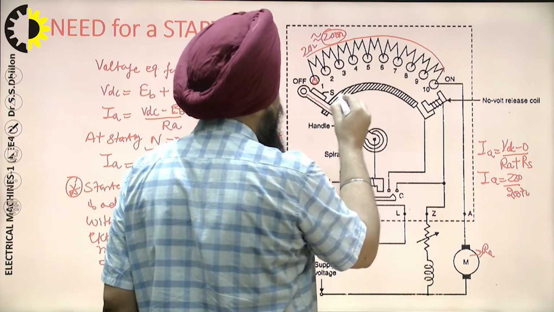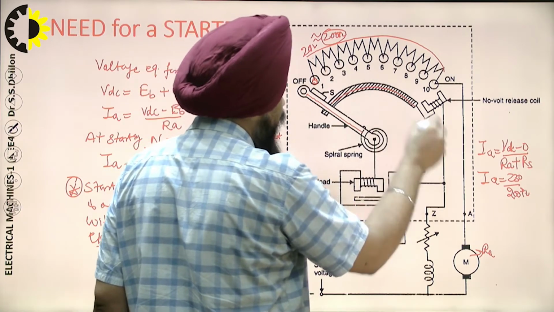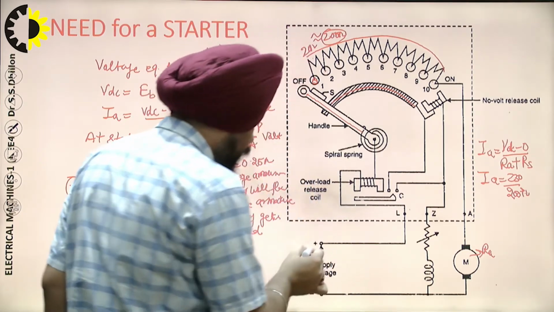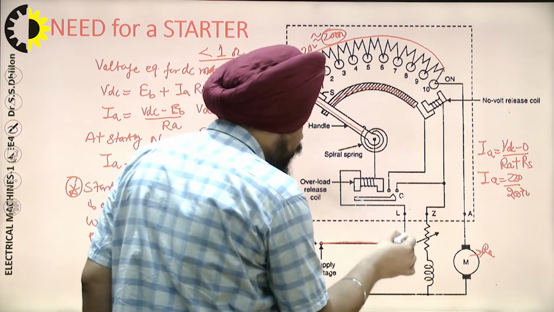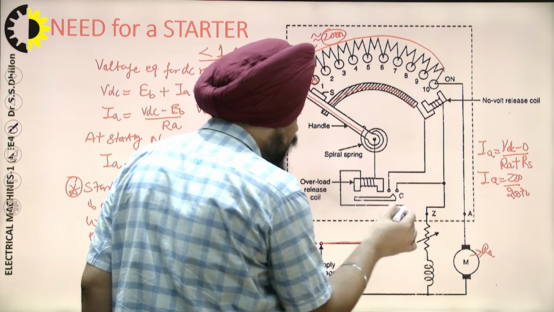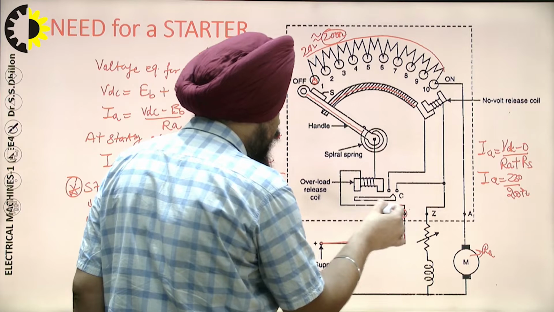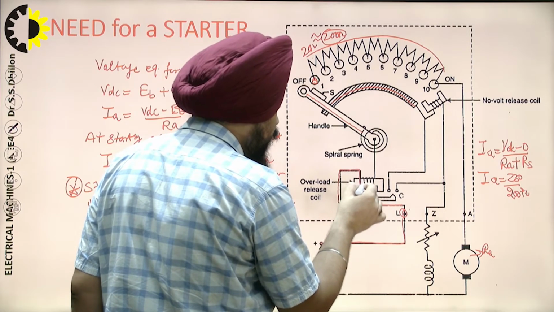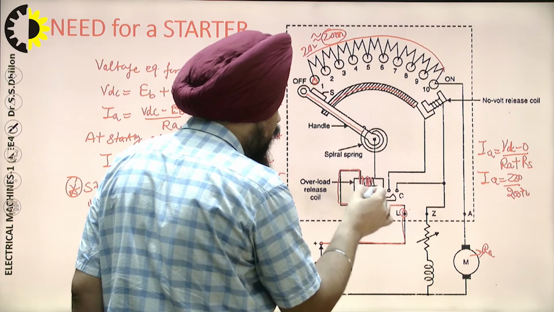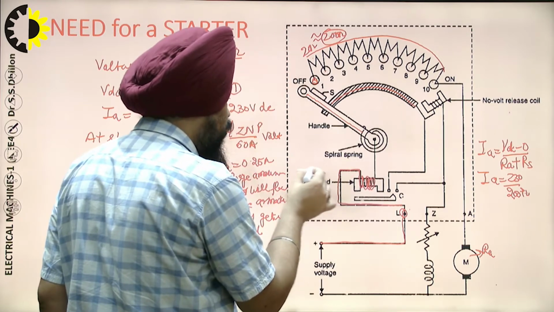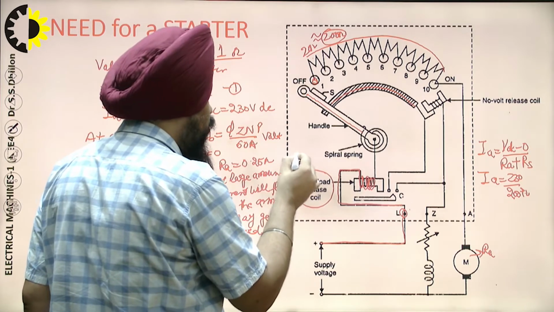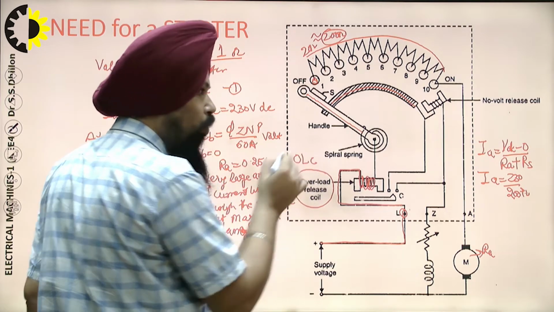This is the brass conducting path for the field circuit. This is the 3-point starter. And then this line voltage, positive terminal is going towards the line terminal of the starter, and then this particular supply positive terminal will flow through this particular electromagnet, that is known as overload release coil. That is also known as OLC, overload release coil.